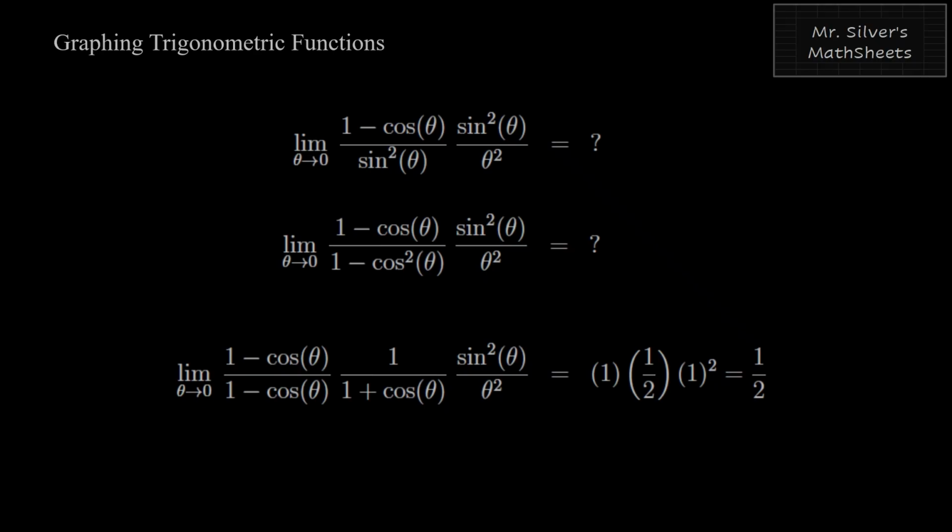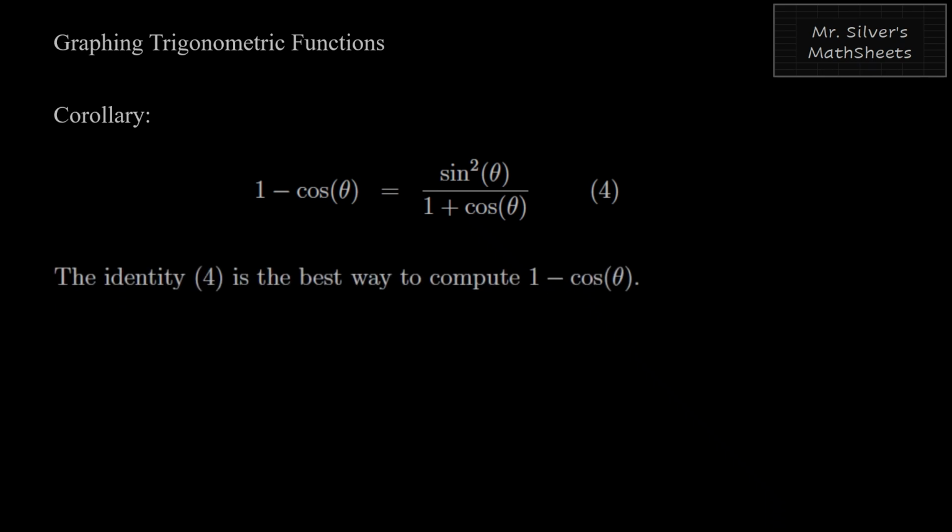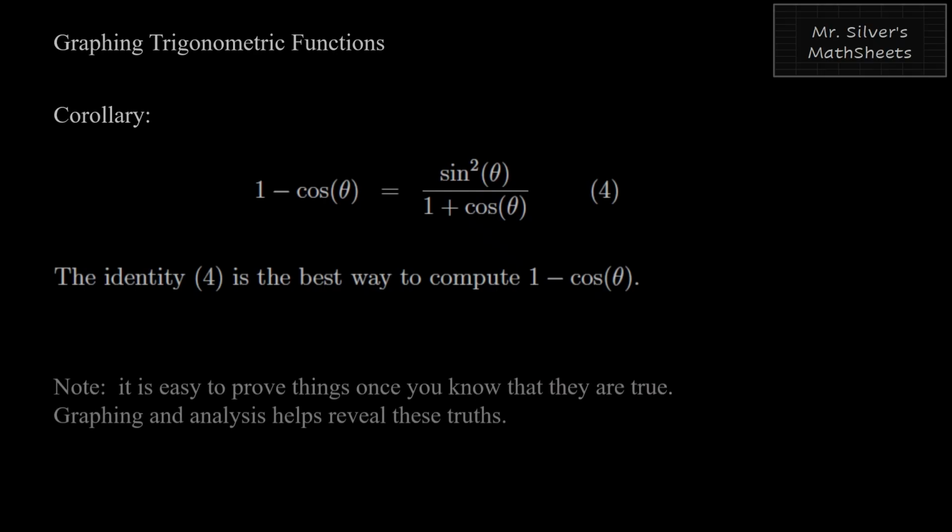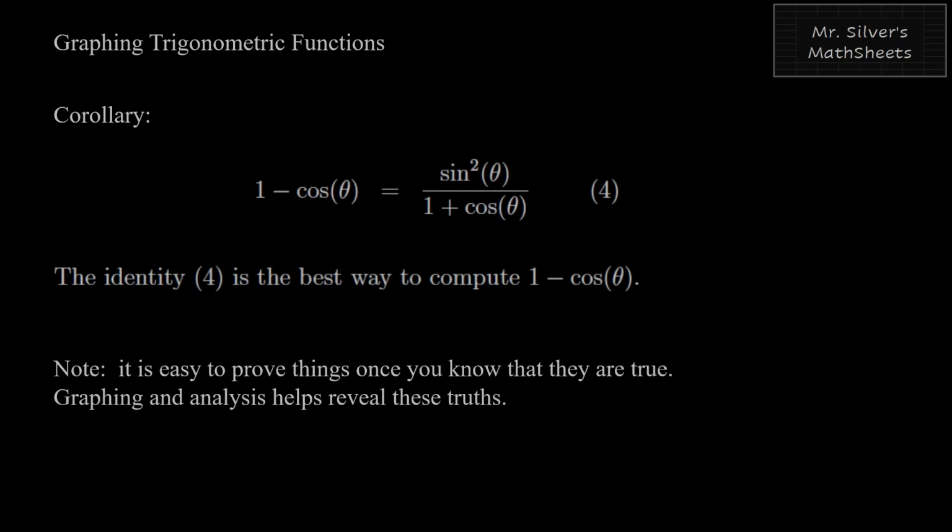Okay, we proved something here. And we proved it based on a hypothesis that we got from graphing. And we get a bonus right now, a corollary. 1 minus cosine theta is equal to sine squared theta over 1 plus cosine theta. This is, in fact, the best way to compute 1 minus cosine theta. You should not use the direct values. You should use formula 4. Note it's easy to prove things once you know that they are true. Graphing and analysis helps reveal these truths.